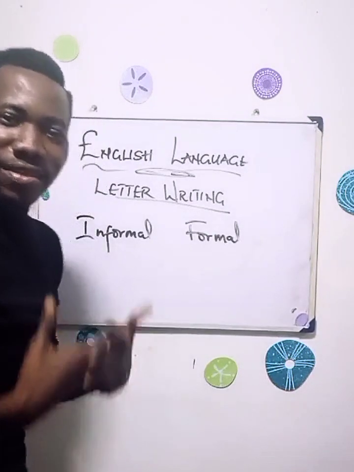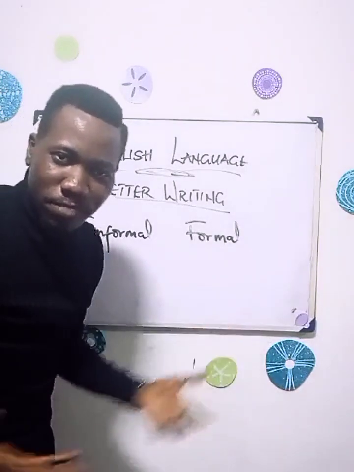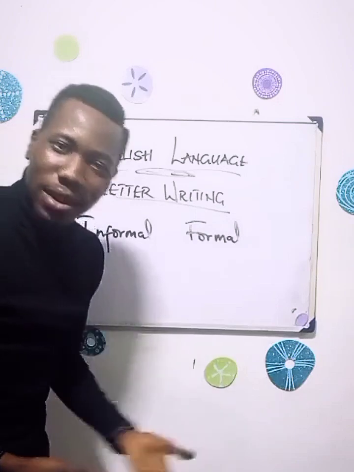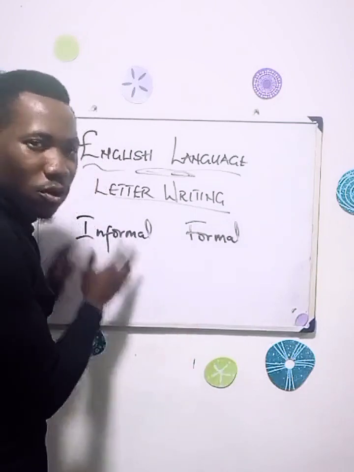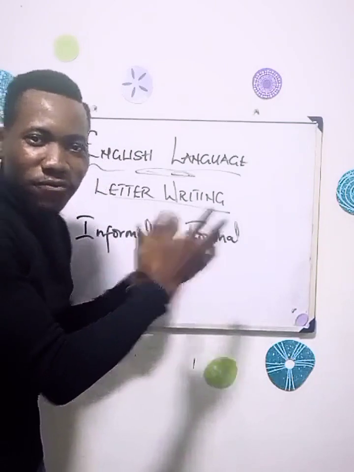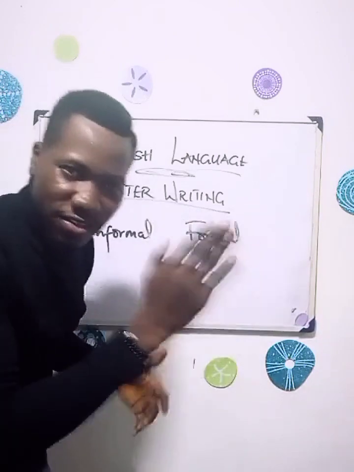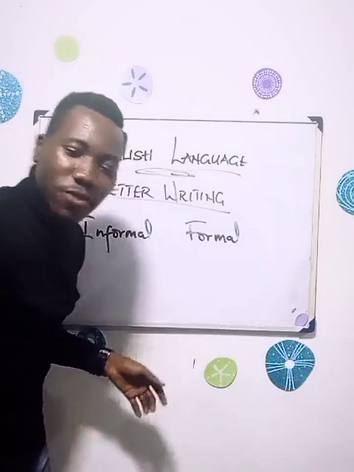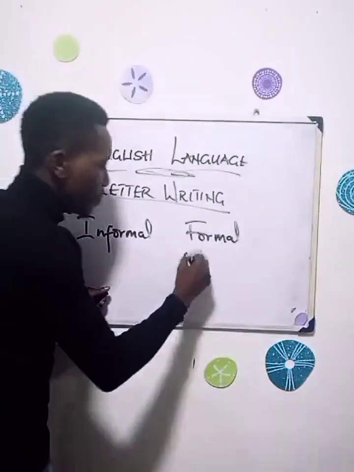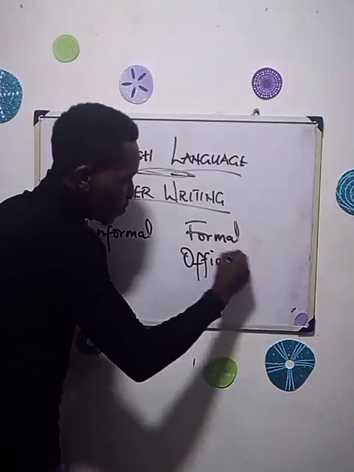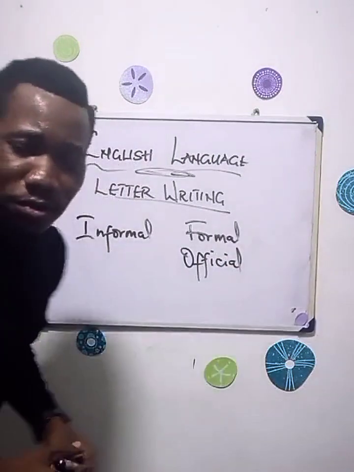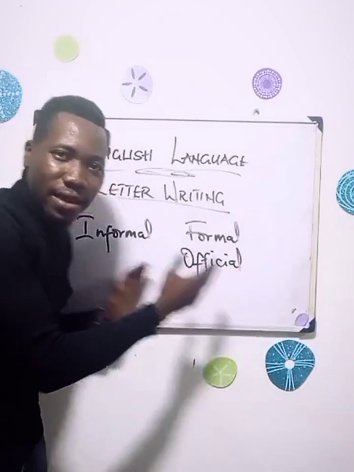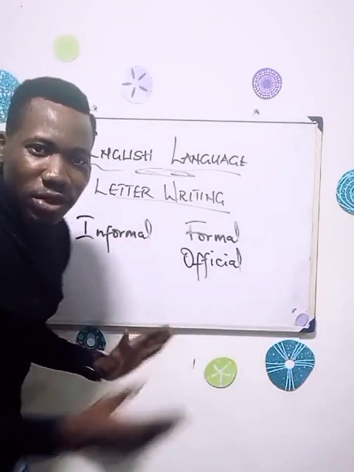An informal letter is a letter you write to people that are close to you: loved ones, friends, relations, family. That's what we call an informal letter. The letter you write to offices for official purpose is what we call a formal letter. So a formal letter can also be called an official letter. There's a format for this letter, and there's also a format for the friendly letter.